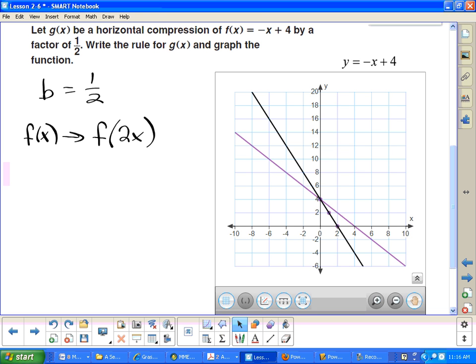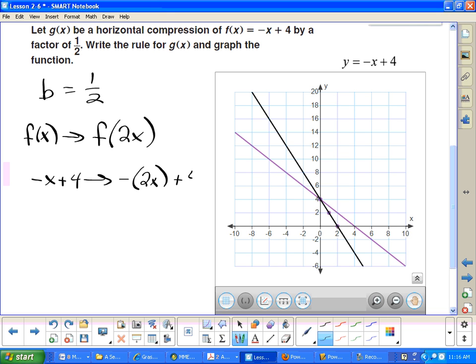So let's see what happens if I do my transformation. I had negative x plus 4 was my f of x. So my transformation is going to be the opposite of 2x plus 4. All I did is replace x with 2x. And so this gives me a g of x equals negative 2x plus 4. That's my new function. Okay. Well, let's check that and see if it's right.